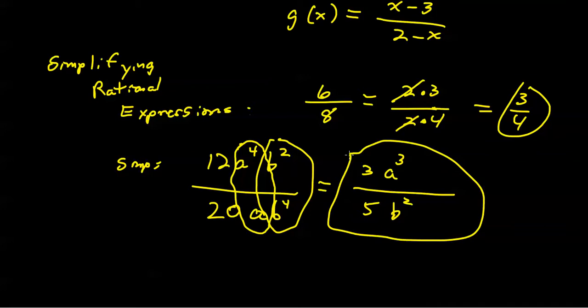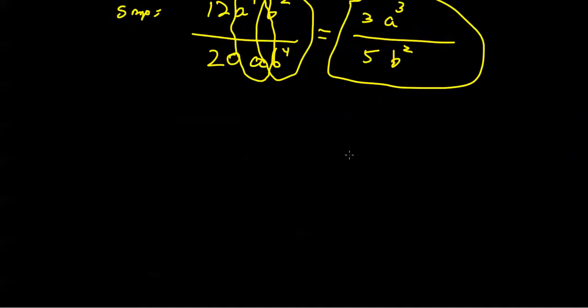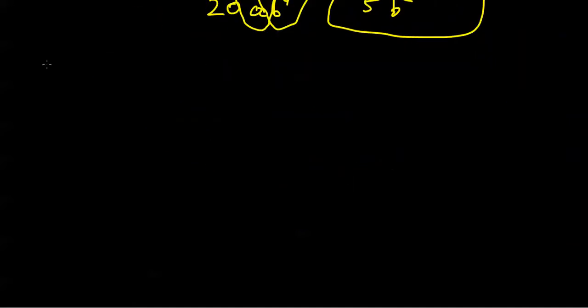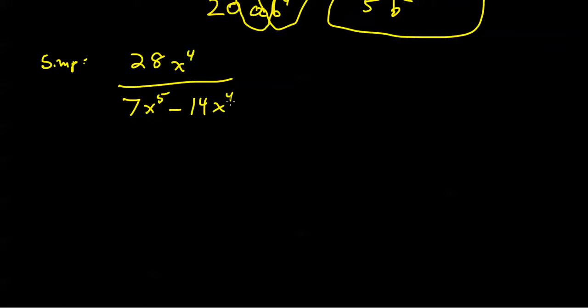So how do we simplify rational expressions? Basically, we spot common factors and cancel them out just like we did in the previous chapter. Let's do another. Simplify the following rational expression. Let's say 28x to the fourth power over a denominator that contains a difference, 7x to the fifth minus 14x to the fourth.